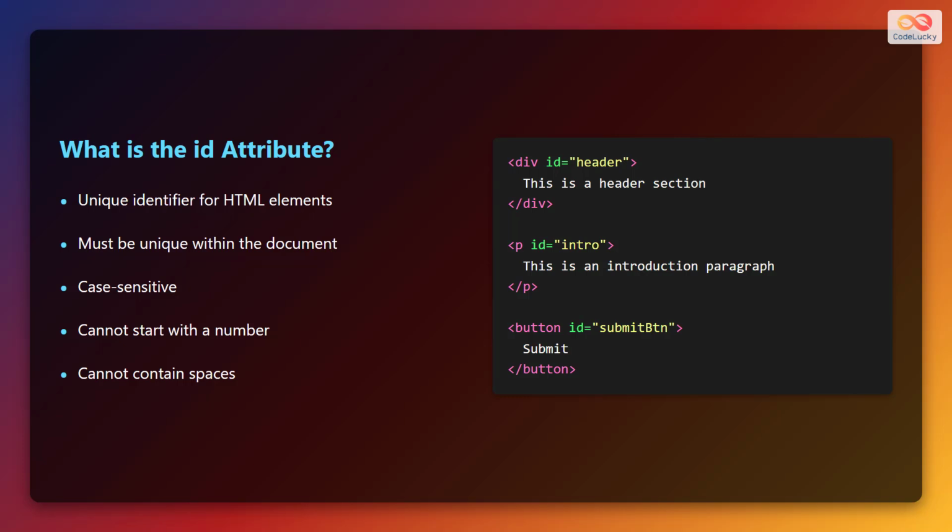Here are some examples of how to use the ID attribute in HTML. You can see we're assigning ID values such as header, intro, and submit-btn to various HTML elements like a div, a paragraph, and a button. These IDs allow us to target these specific elements for styling or scripting.